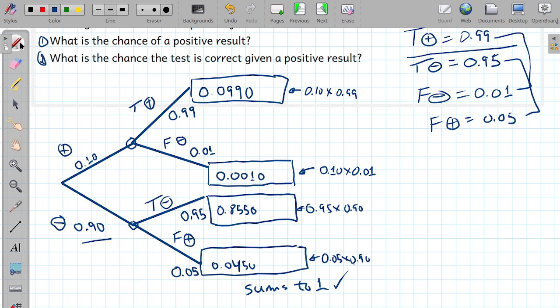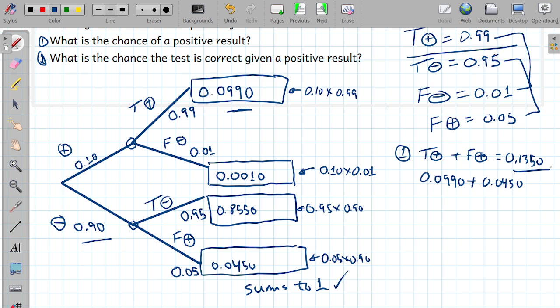Okay, so what's the chance of a positive result? So we want question 1. The chance of a positive result is the sum of the true positive and the false positive. So the true positive, that was this one right there. There's your true positive. We have 0.099, and the false positive was 0.0450. So this should work out to 0.1350. So that means just under 1 chance in 7 of getting a positive result, but that doesn't mean you're guaranteed to have it because there's a built-in error rate here. But we can compute that.